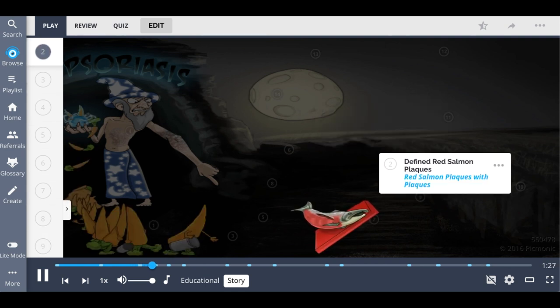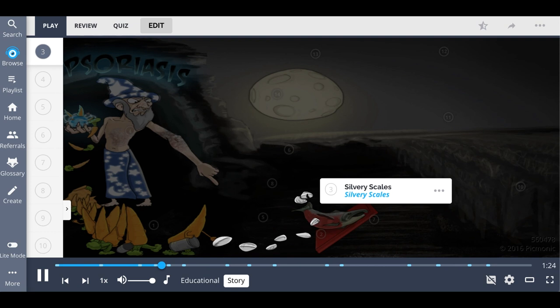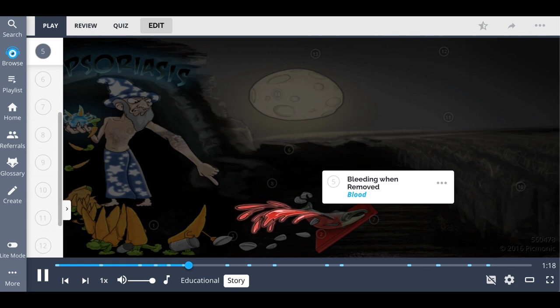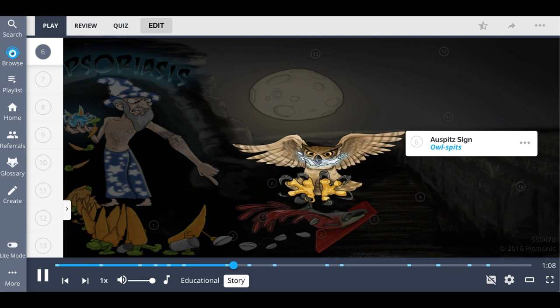prized salmon plaque. The sorcerer spots a trail of silvery scales, and he extends his arm, revealing his affected extensor surfaces. And by extending his arm, he summons his pet owl to pursue the thief. And in the heat of pursuit, the owl goes a little crazy and removes some of the silver scales causing bleeding. This owl spitting is known as Auspitz sign, which is also a sign of a hungry owl.